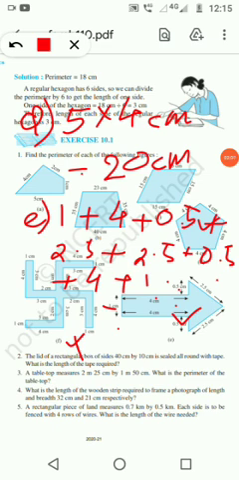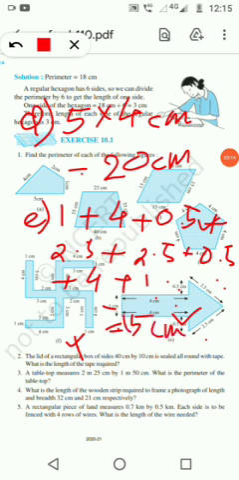Let me verify it once more. 4 plus 1 is 5, 6, 7, 8, 9, 10, 11, 11 plus 4 is 15 centimeters. So this is equal to 15 centimeter.